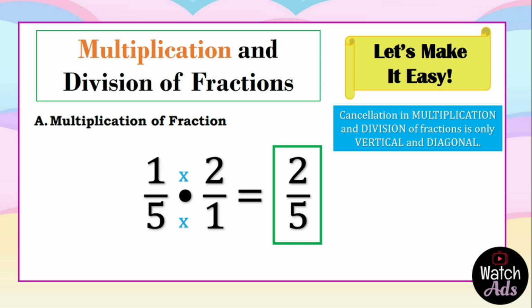The reason why we do the cancellation in multiplication, division, addition, subtraction of fractions is to reduce the fractions into smaller numbers so that it would be easier for us to multiply, divide, add, or subtract.